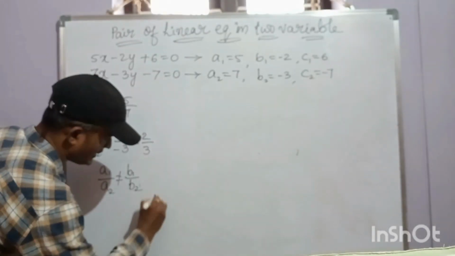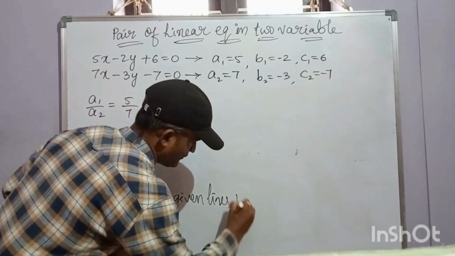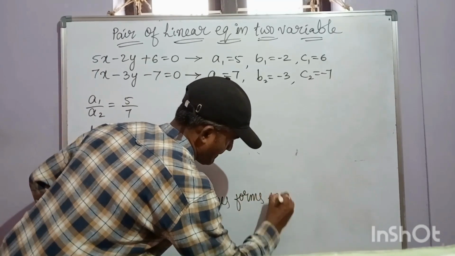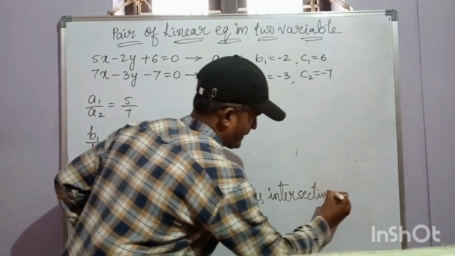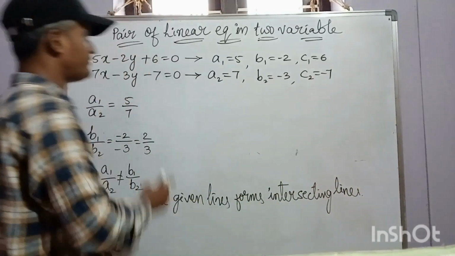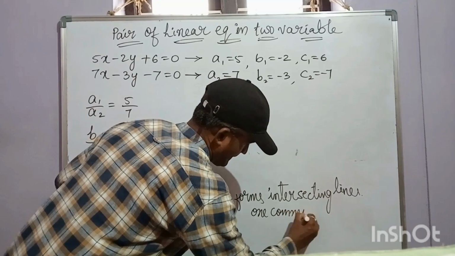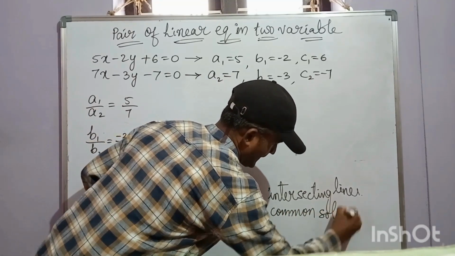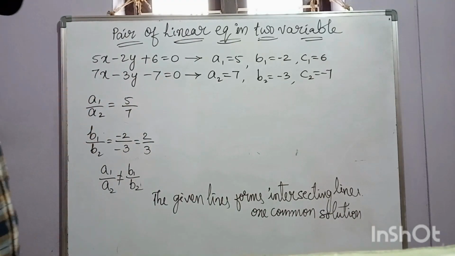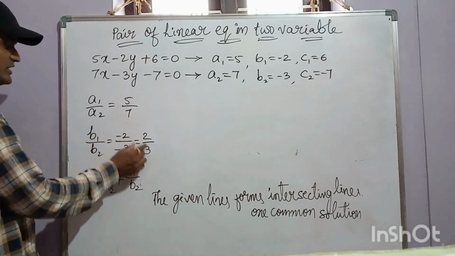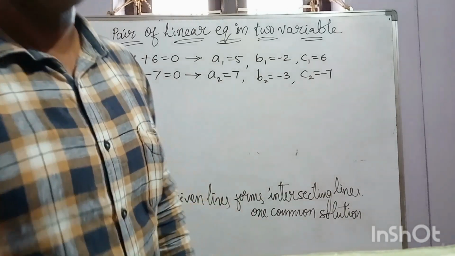Okay, so the given lines form intersecting lines, and they have only one common solution. They have only one common solution because a1 by a2 and b1 by b2 are not equal. That's why. And we'll go with some more examples here.